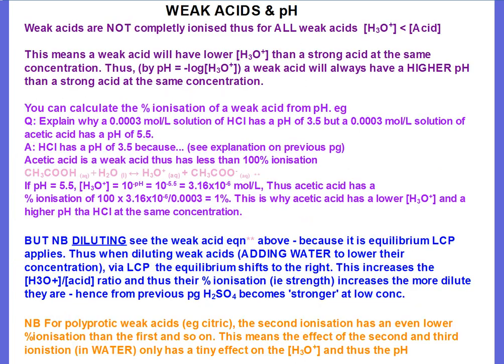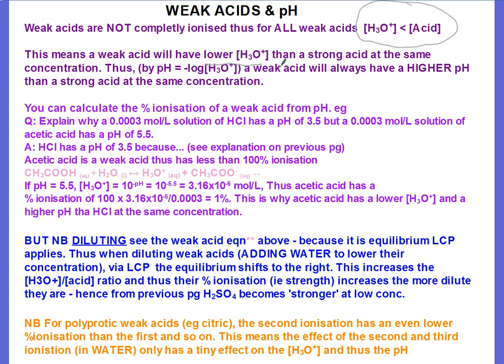Let's look now at weak acids and pH. This is quite a bit of dense text because there are a lot of things to think about with weak acids and pH. First of all, weak acids are not completely ionized, and therefore you can always say for weak acids the hydronium ion concentration will always be less than the acid concentration. This means that weak acids will always have a lower hydronium ion concentration than strong acids at the same concentration.